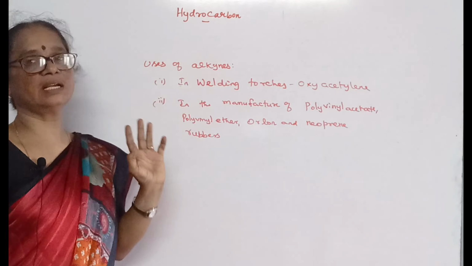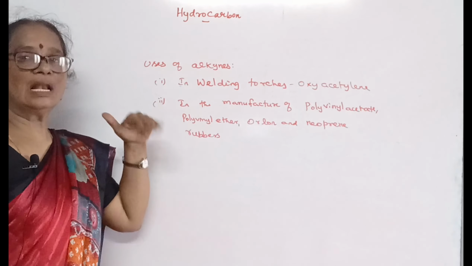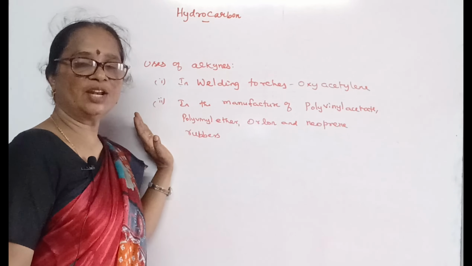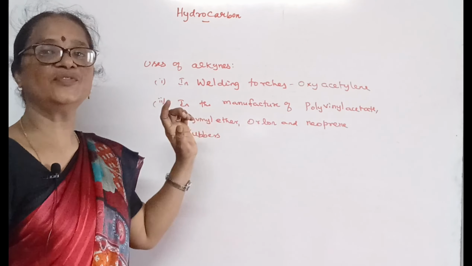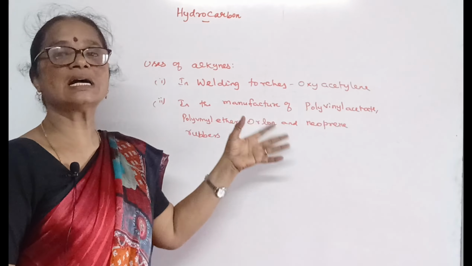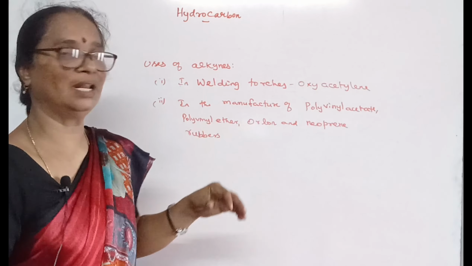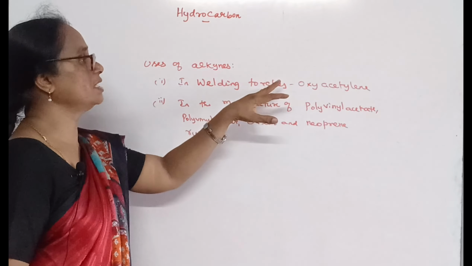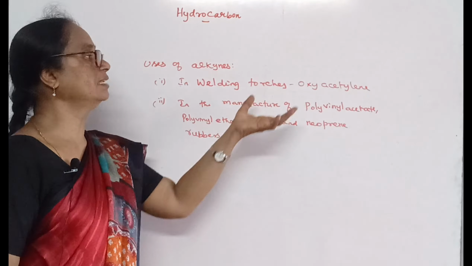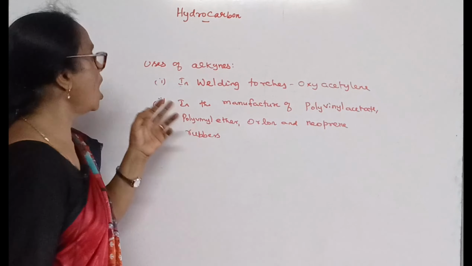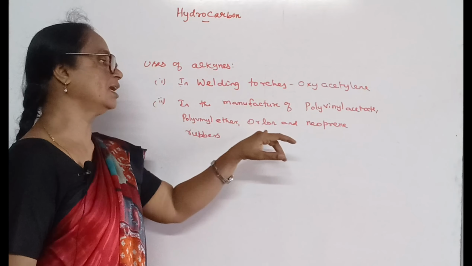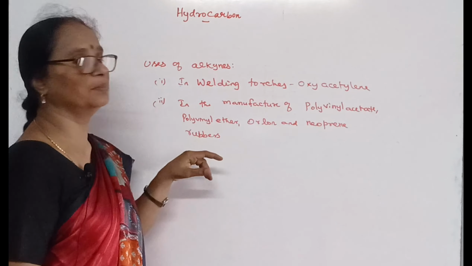The last topic of alkyne is uses of alkynes. We already prepared polyacetylene by linear polymerization, where we said the thin film of polyacetylene can be used as an electrode in batteries because of its lighter and cheaper nature. Similarly, ethyne can even be used in welding torches, in the form of oxyacetylene. The combustion of ethyne gives a very high amount of energy. It is also used in the manufacture of some polymers like polyvinyl acetate, polyvinyl ether, Orlon and neoprene rubbers.